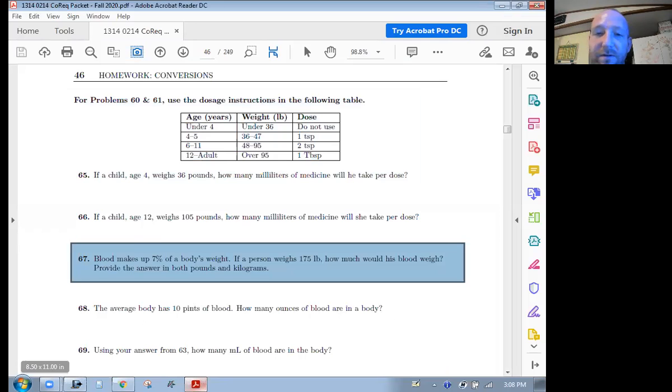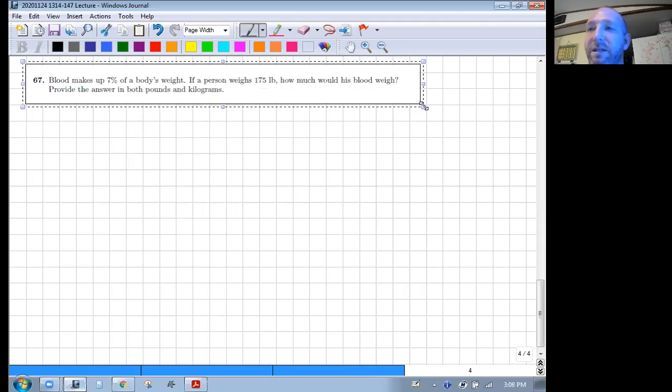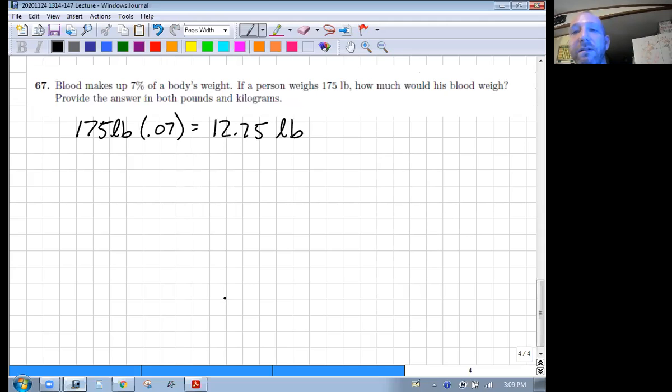So 67 here. Blood makes up 7% of a body's weight. If a person weighs 175 pounds, how much would his blood weigh? Well, first let's take 7%, right? So we need to multiply it by 0.07. See how many pounds that is. We got 175 times 0.07. It's 12.25 pounds. All right, so we also want to convert this to kilograms.